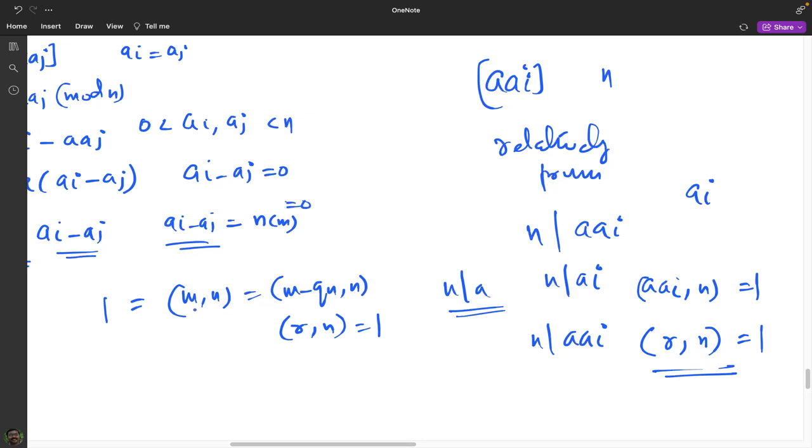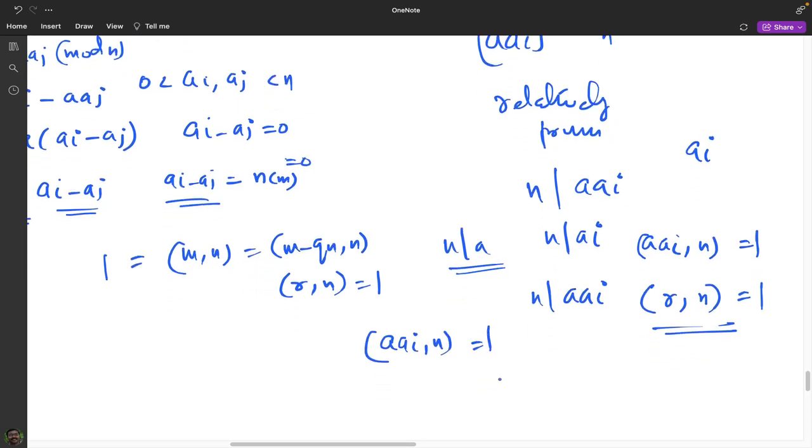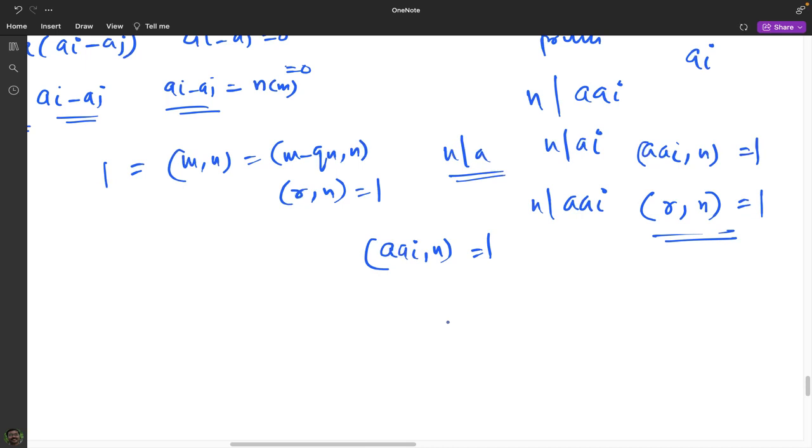Because by the Euclidean algorithm, if the GCD of m and n is equal to 1, the GCD of the remainder and n should also be equal to 1. So using the same logic here, if the GCD of ai and n is equal to 1, because they are relatively prime to each other, then the GCD of the remainder when ai is divided by n and n itself would be 1. So the GCD of that remainder comma n should also be equal to 1 from that result. So you see that the remainders are relatively prime to n.